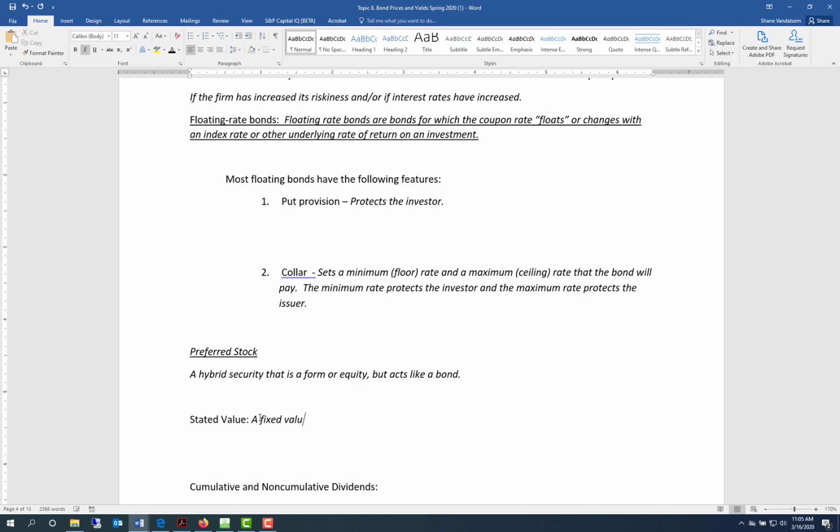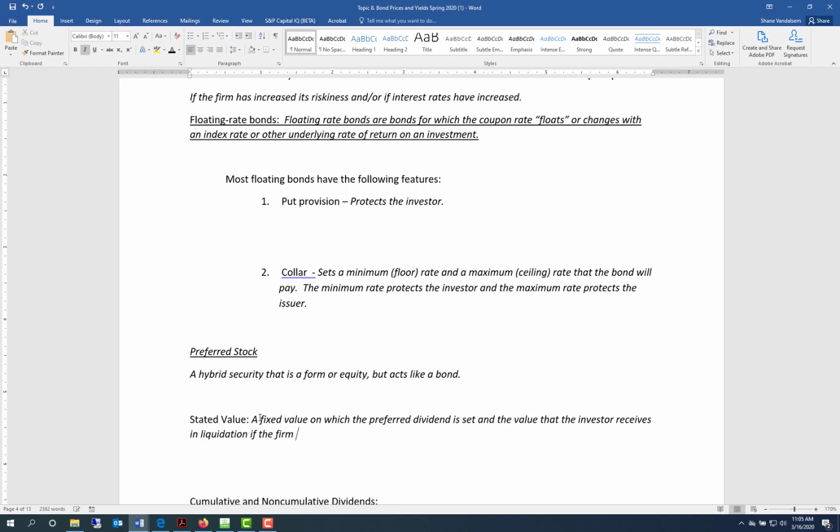This is a fixed value on which the preferred dividend is set, and the value that the investor receives in liquidation if the firm goes bankrupt.